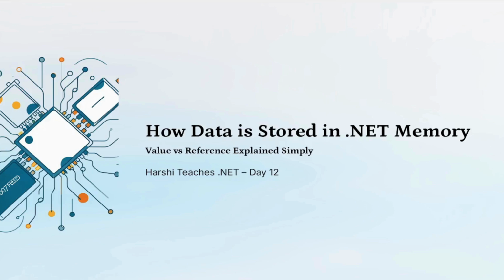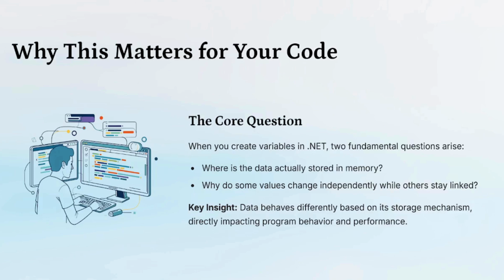So let's get started. Why does this actually matter for your code? Whenever you create variables in .NET, something important is happening in the background. It's not just about storing data, it's about how the data is stored and handled. You might have noticed this while coding: sometimes you change one variable and only that variable is affected, but other times, changing one variable also changes another. So, what's really causing this difference?